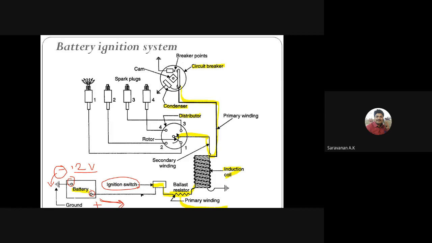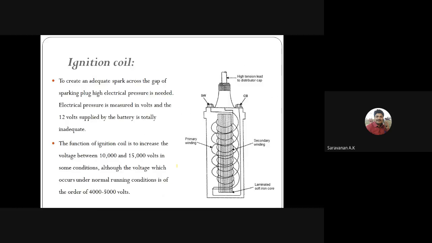Then the induction coil, here we have two types of winding. One is the primary winding, and one more is the secondary winding, right? See, it is the induction coil. So one end from the battery to the switch is connected here, and the second end will be connected to the circuit breaker. So here we have two windings, the primary winding and the secondary winding, right?